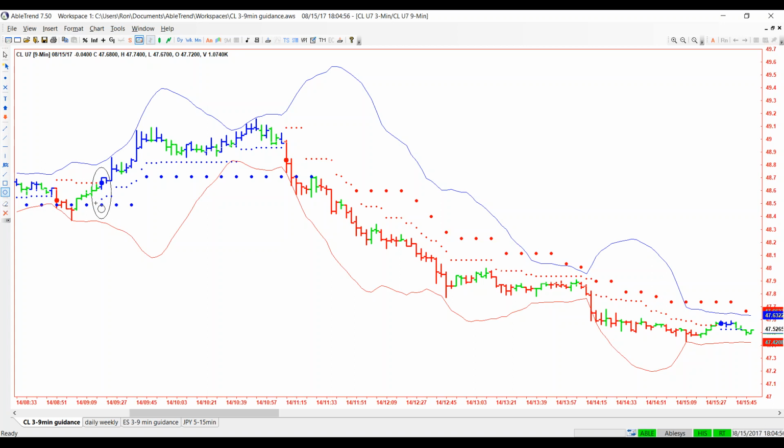The big blue dot is the 9-minute support under the price, also signifying, because it's blue, we're in an uptrend.